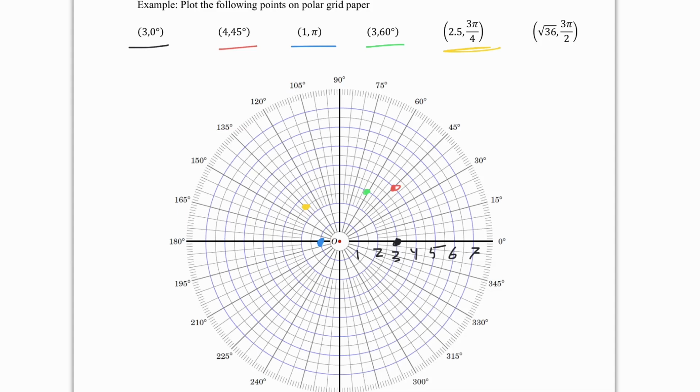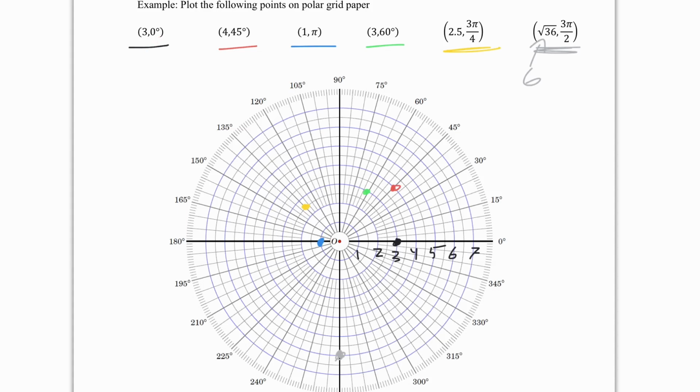All right, let's try another one. 36 and root 36, and 3 pi over 2. Let's do that in gray. So we've got root 36. Well, let's simplify. We could simplify root 36 to just 6. And 3 pi over 2 is going to be, we know, at the bottom. So we're going to have 6 and 3 pi over 2. All right. So that should make sense.